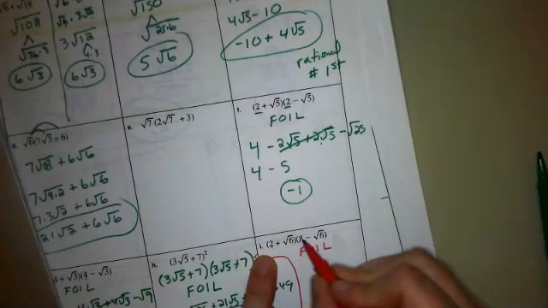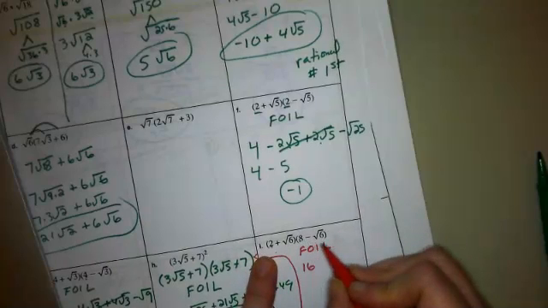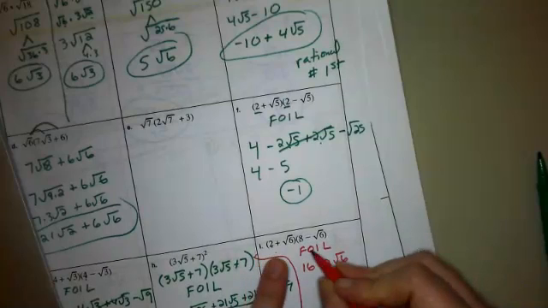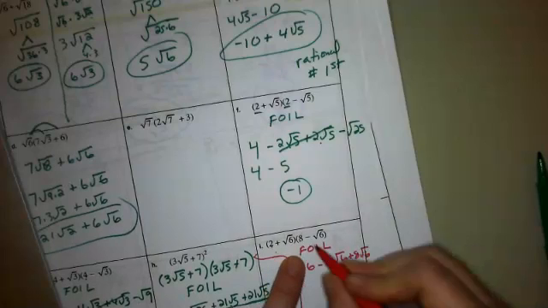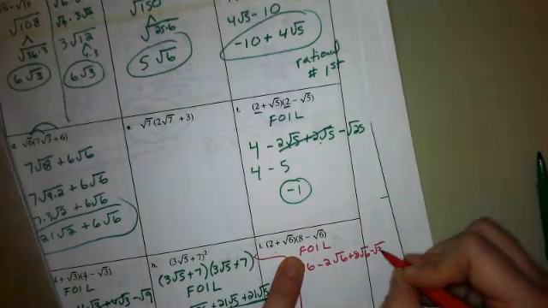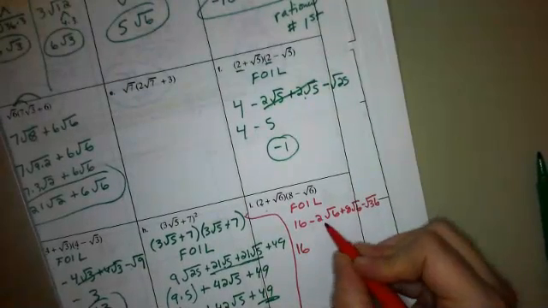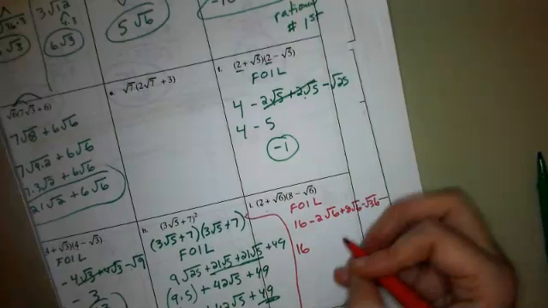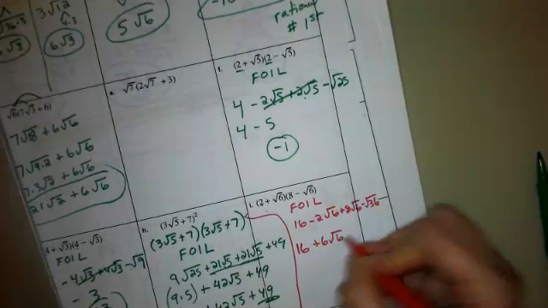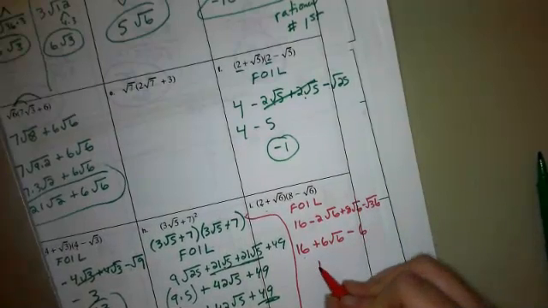Okay, again, we need to use FOIL. First two terms. 2 times 8 is 16. Outer, 2 times the negative square root of 6 is going to be minus 2 root 6. Inner is going to be 8 root 6. And last is going to be minus the square root of 36. Okay, so let's do some simplification. We got 16. We have a square root of 6, square root of 6. So those are like terms we can combine. Minus 2 plus 8 is plus 6 root 6. And then the square root of 36 is 6. 16 minus 6 is 10.